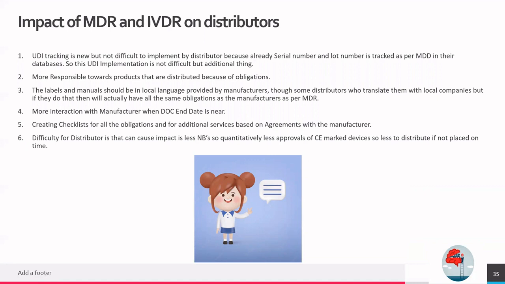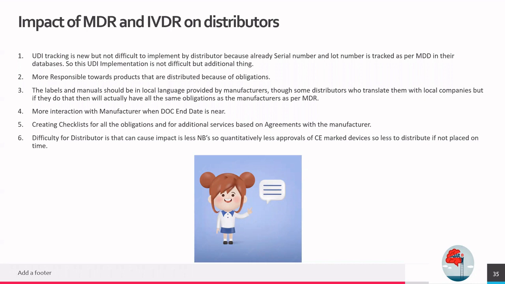Next, they are more responsible towards the products that are distributed because of the obligations which the law now has asked for, and there is more interaction with the manufacturer when the DoC's end date is near. The labels and manuals should be provided in the local language by manufacturers. Some distributors translate them with their local companies, but if they do that, they will actually have all the same obligations as a manufacturer.